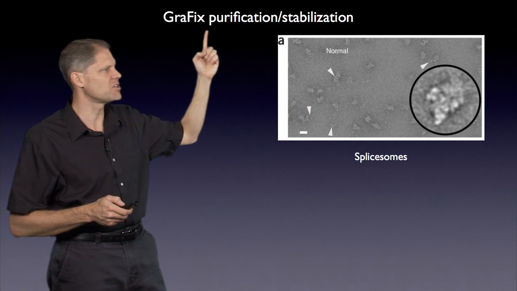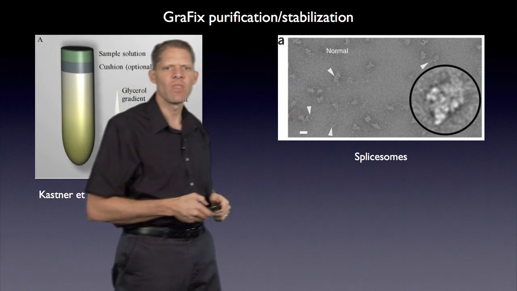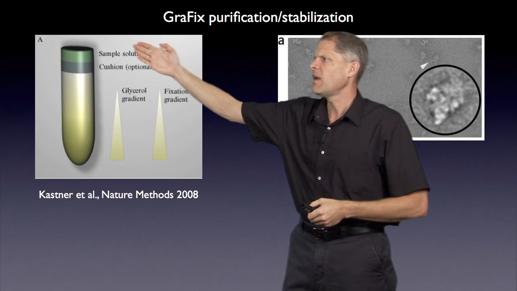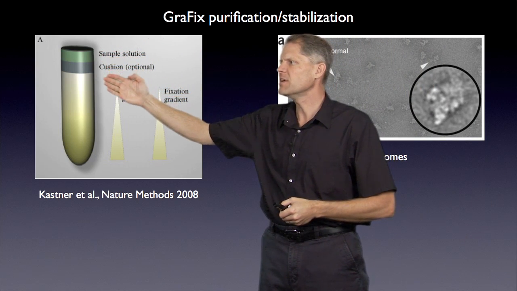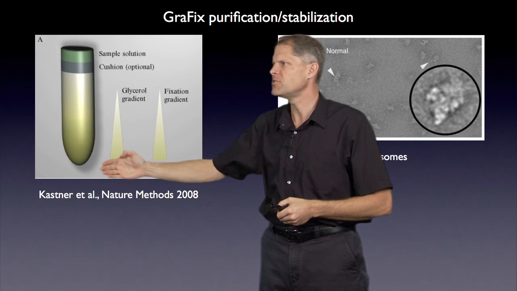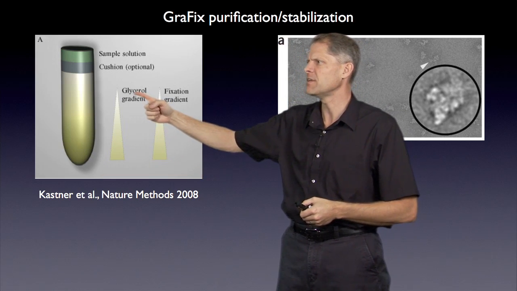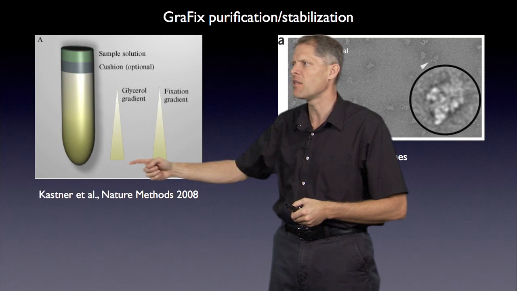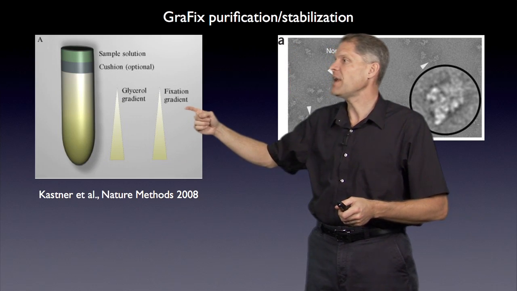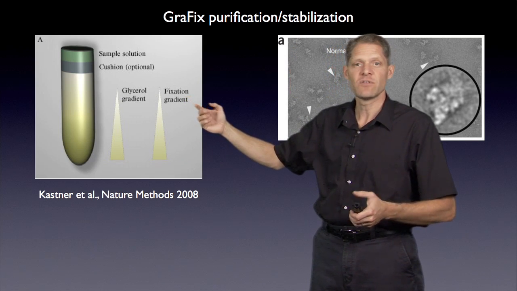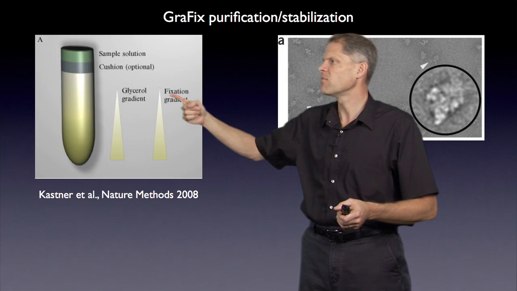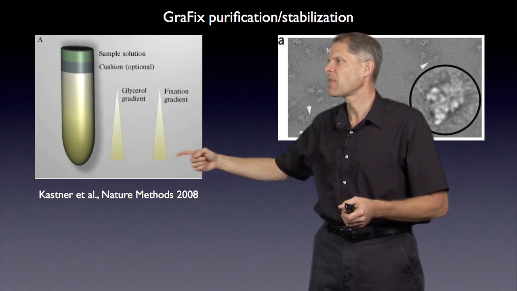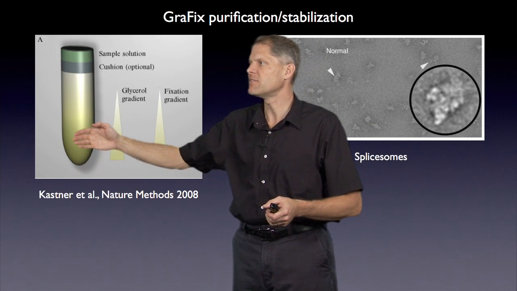GraFix, gradient fixation, purification and stabilization. The basic idea was to take a tube with a glycerol gradient going down the tube. So here's the glycerol gradient going from low concentrations of glycerol to high concentrations of glycerol. Lace within it a gradient of a chemical fixative like glutaraldehyde, so you have low concentrations at the top and high concentrations at the bottom. And so this is all embedded in this tube.